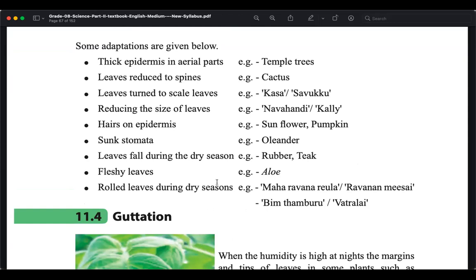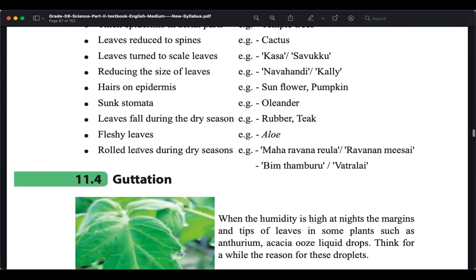And fleshy leaves in aloe vera. Aloe basically has fleshy leaves. Then rolled leaves during the dry season, some like this Ravanan Misai.